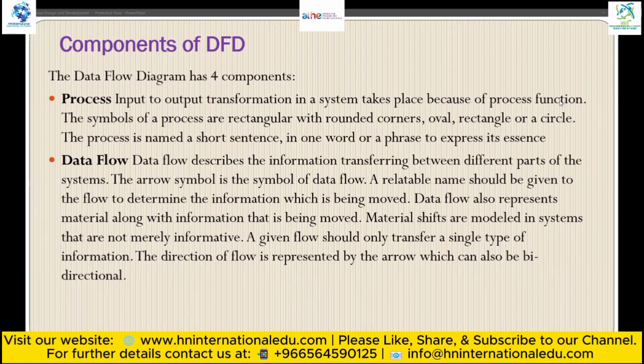A given flow should only transfer a single type of information. It means at one time you can transfer only one transaction from your place to any part of the world. You can do only one transaction at a time from your cell phone or your bank account to any part of the world. The direction of flow is represented by the arrow, which can also be bidirectional.